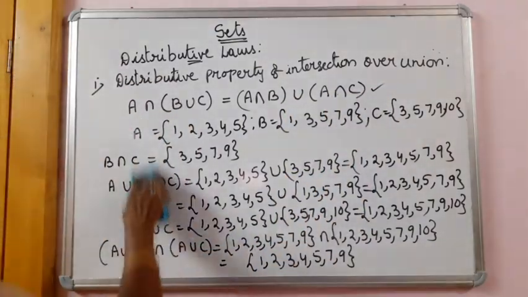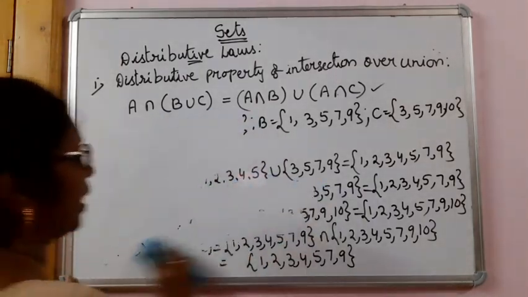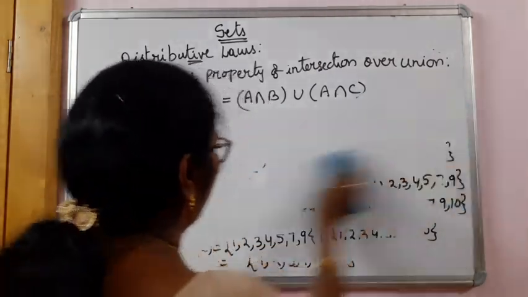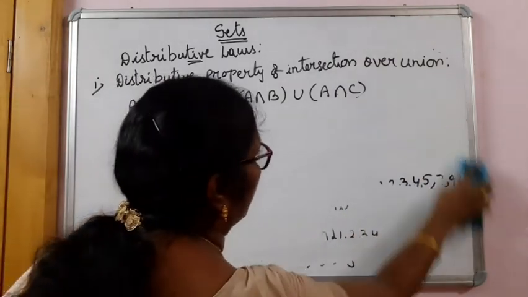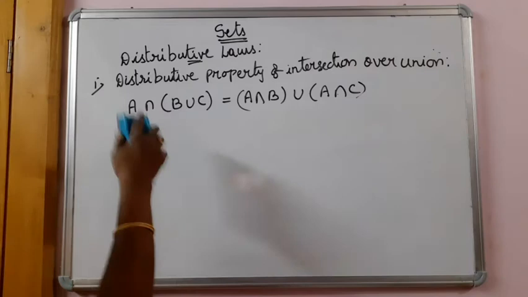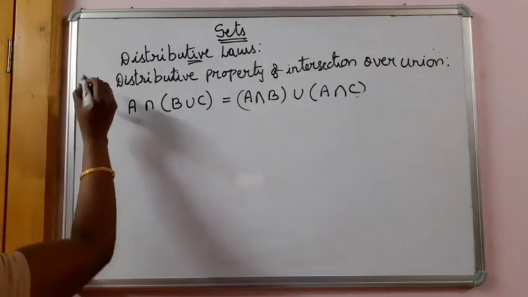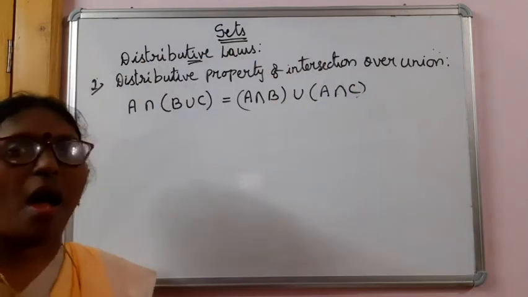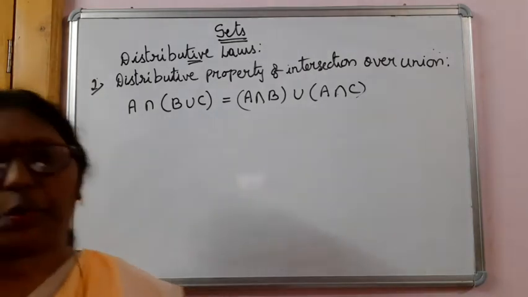In the same way, if you work it out, you will get both the sides equal, so we can say that this property is proved. This is a distributive property because we are distributing here. So in the distributive property, these are the two properties. One is the distributive property of union over intersection. The other is the distributive property of intersection over union.